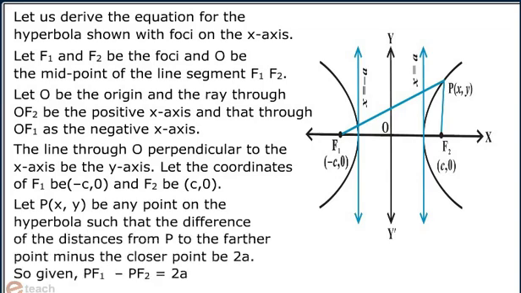Let P(x, y) be any point on the hyperbola such that the difference of the distances from P to the further point minus the closer point is 2a. So, given PF1 minus PF2 equals 2a.